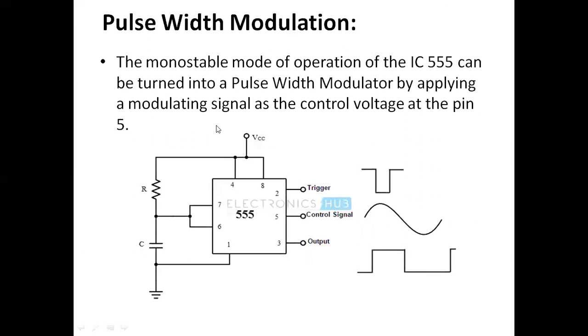Second application is pulse width modulator. The monostable multivibrator can also act as a pulse width modulator by applying a modulating signal as the control voltage to pin 5. Normally pin 5 is connected to ground potential by using a capacitance of 0.01 microfarad, if you are not applying any input to the fifth pin. In order to perform a modulation operation, we should apply the modulating signal to the control voltage, that is, to the fifth pin.